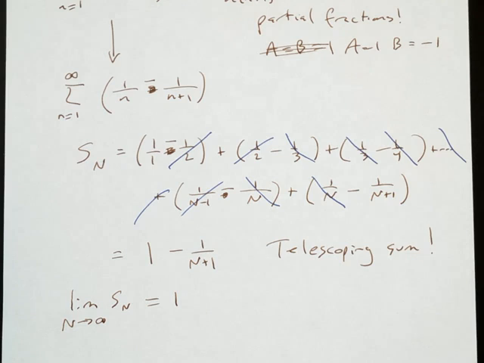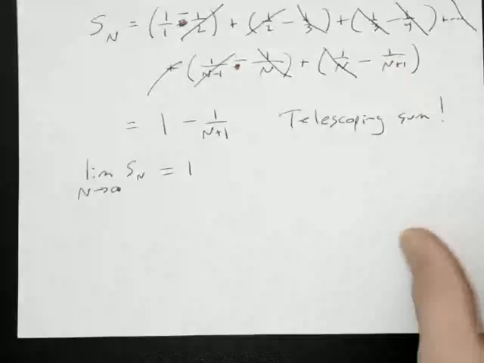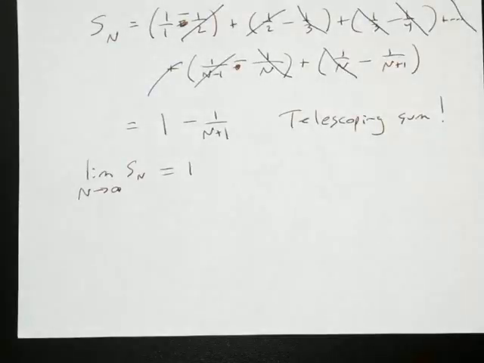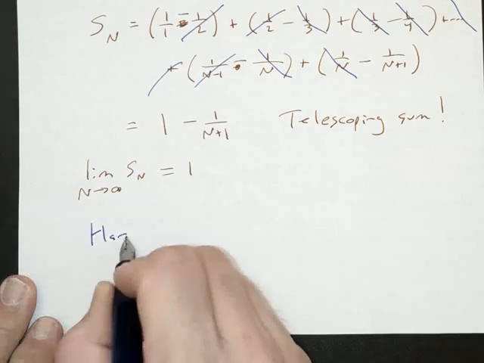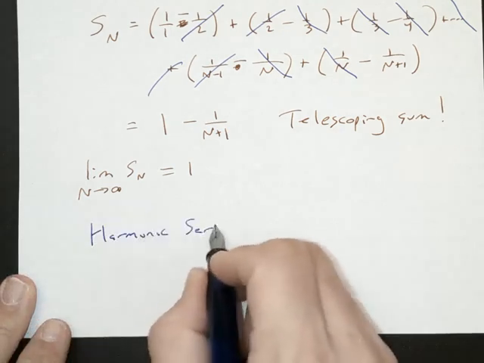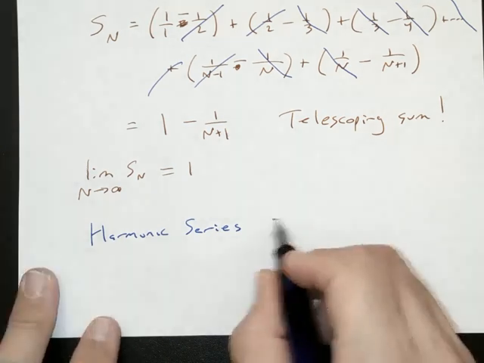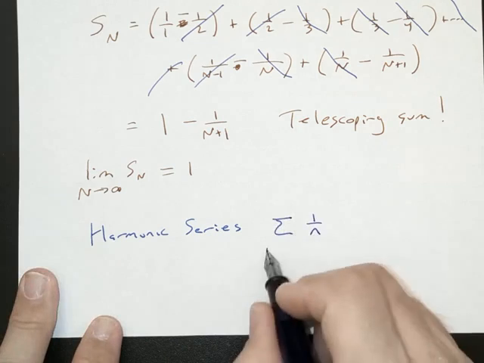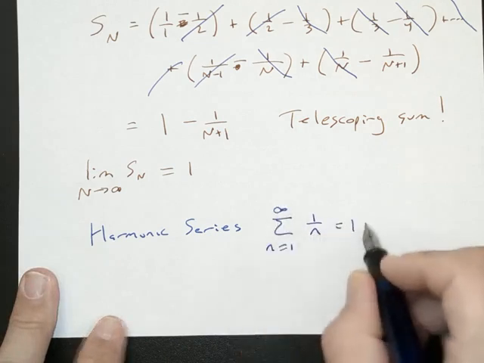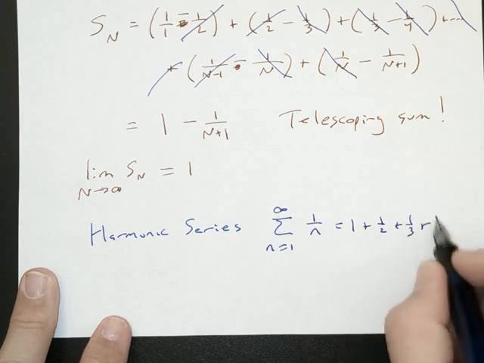Okay, one more example, and then a couple of important theorems need to be mentioned. Example. Remember our harmonic sequence? 1 plus a half plus a third plus a fourth. Well, the harmonic series is the sum of 1 over n: 1 plus 1 half plus 1 third plus 1 fourth, and so on.